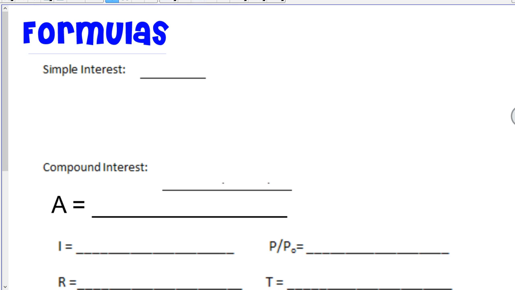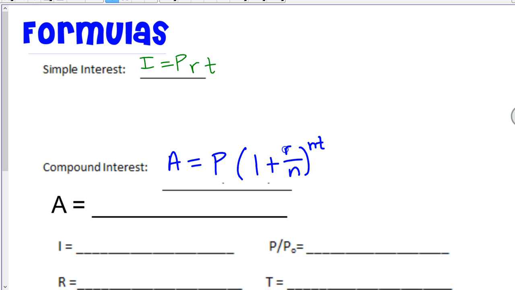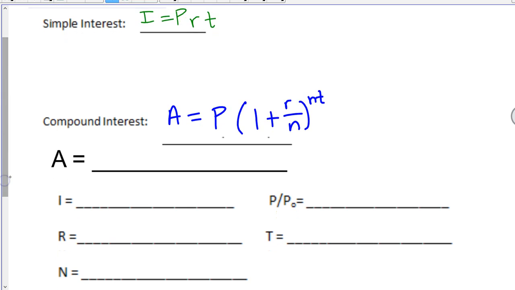The first one is the simple interest formula, and that is I equals PRT. And our compound interest formula is A equals P times (1 plus R over N) to the NT power. Again, these are the two formulas we're going to work with. And you'll notice on the other side of your foldable there are places to fill these in.